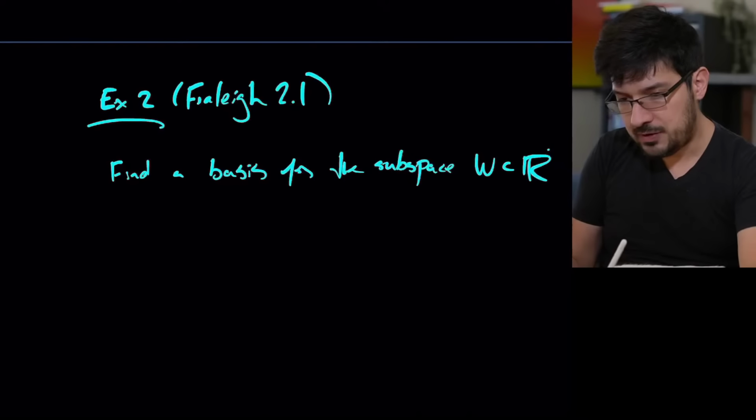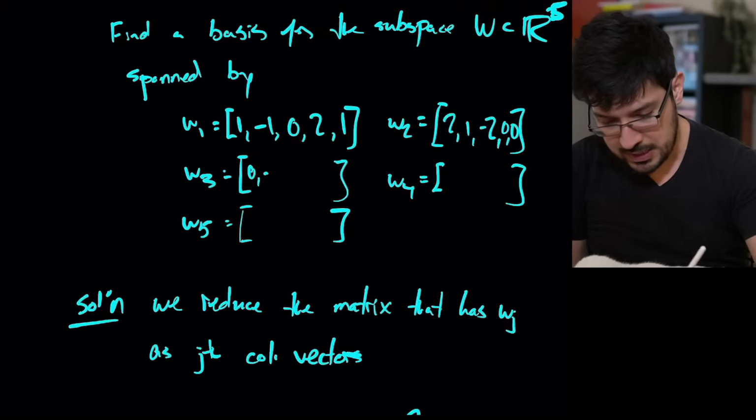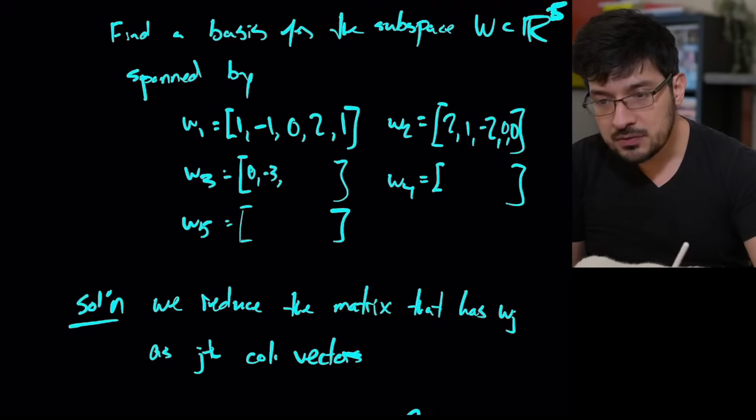W2 is 2, 1, negative 2, 0, 0. W3 is 0, negative 3, 2, 4, 2.